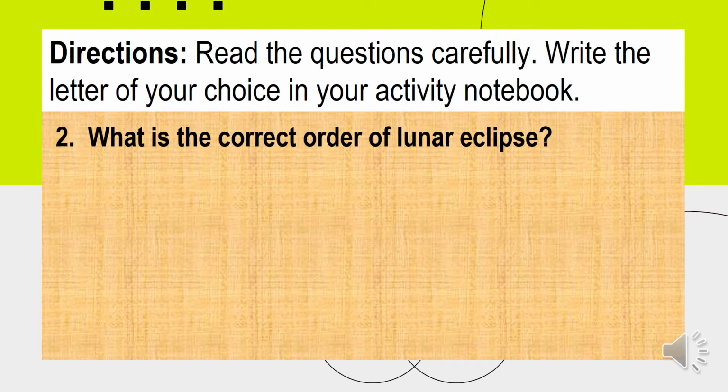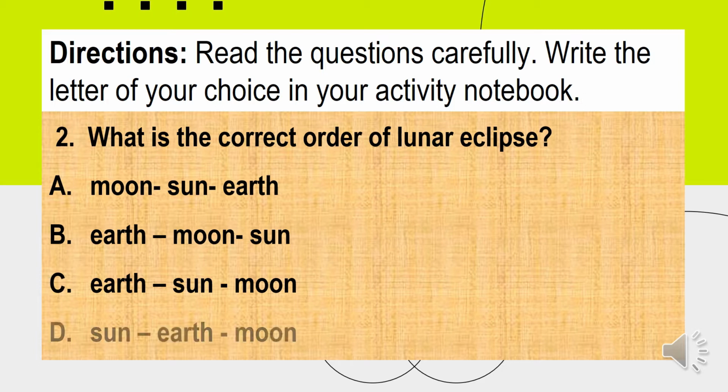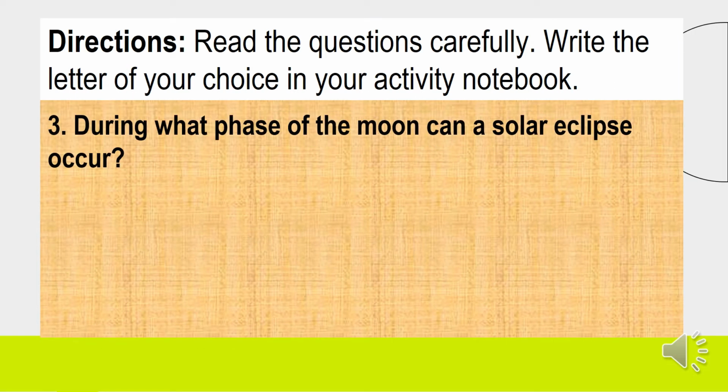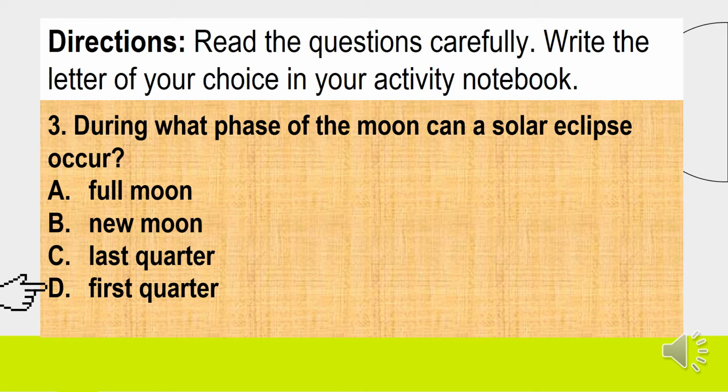2. What is the correct order of lunar eclipse? A. Moon, Sun, Earth. B. Earth, Moon, Sun. C. Earth, Sun, Moon. D. Sun, Earth, Moon. 3. During what phase of the moon can a solar eclipse occur? A. Full moon. B. New moon. C. Last quarter. D. First quarter.